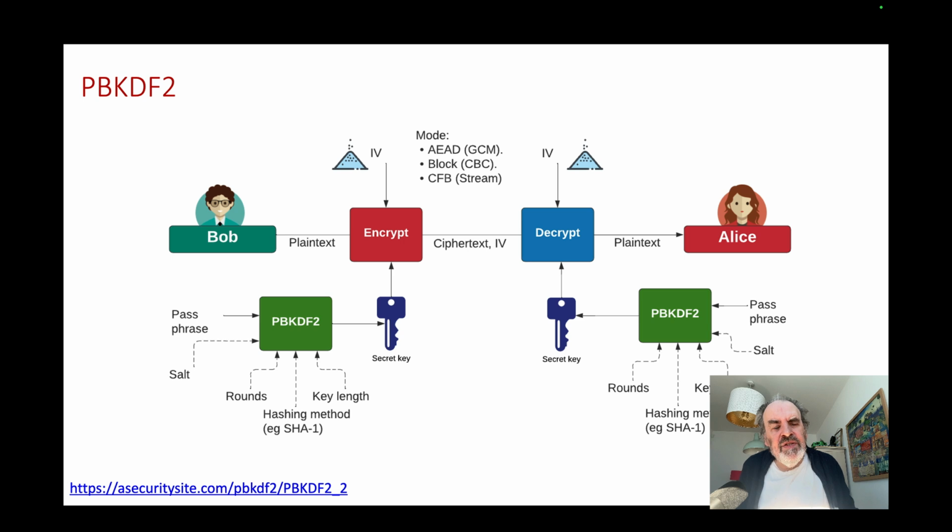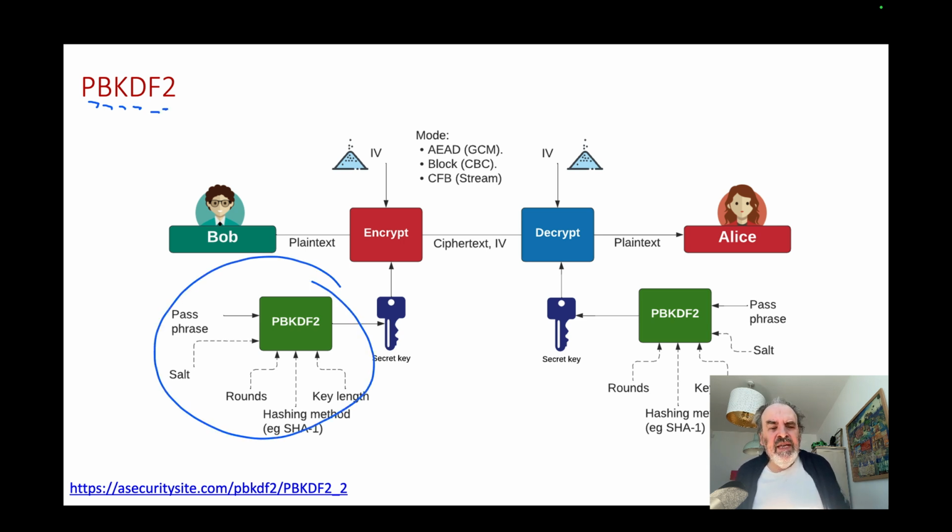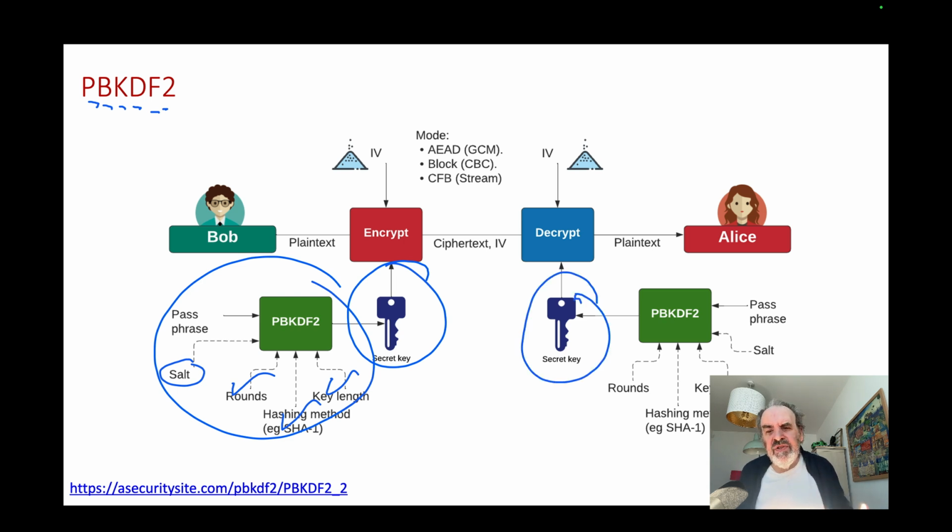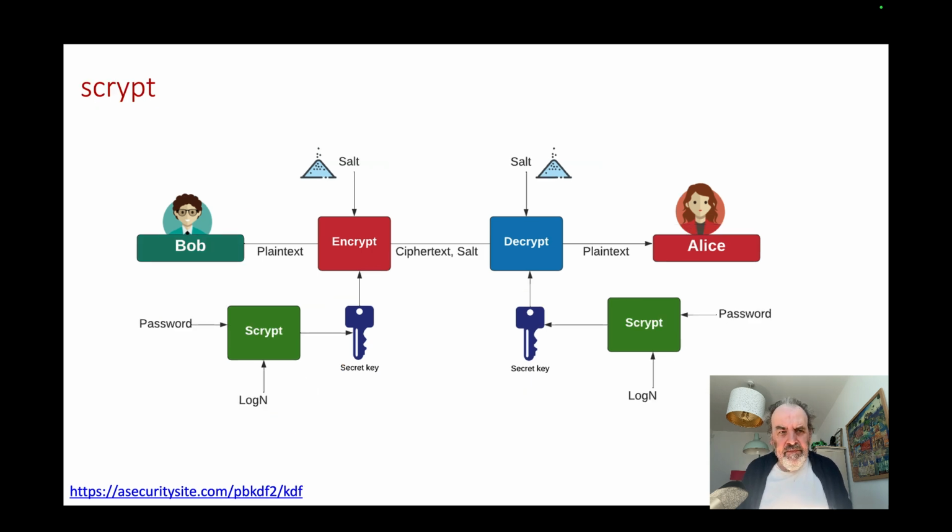One of the most popular methods for a key derivation function is what's called PBKDF2, and that's password-based key derivation function 2. For this, we generate our key based on a passphrase and a salt value, and then we define the number of rounds, the hashing method that we want to be using, and the key length. And that will create a certain key that we can use for our encryption. On the other side, Alice uses the same parameters to be able to create the same key.